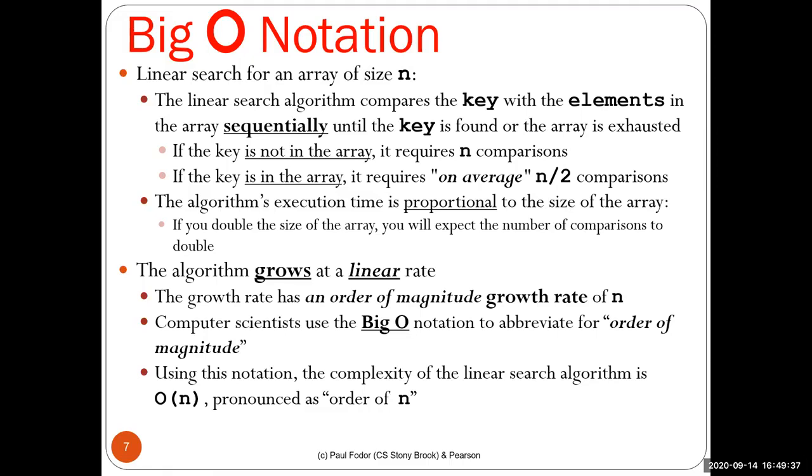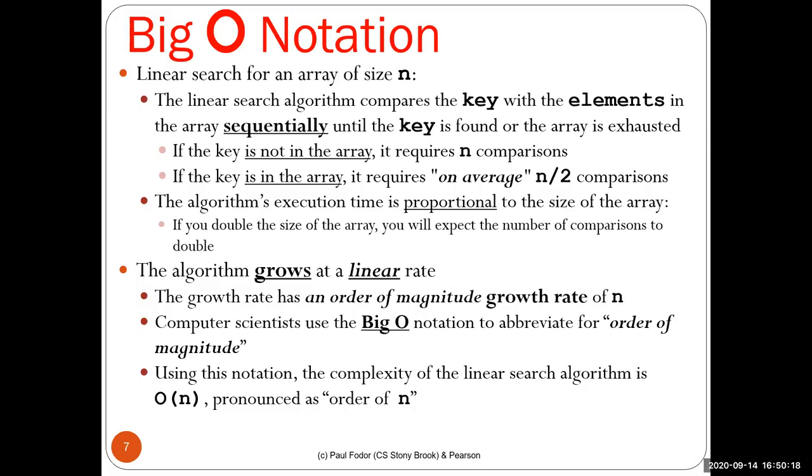If you double the array, you will double the search. And if you double that size again, you again double the search. It's linear in the size of the array. And this especially shows the fact that for an array of size n, you need on average n over 2 comparisons to find the element. And this is what computer scientists call the big O notation, or order of magnitude. So for an input of size n, you need an order of n to find the element with linear search.